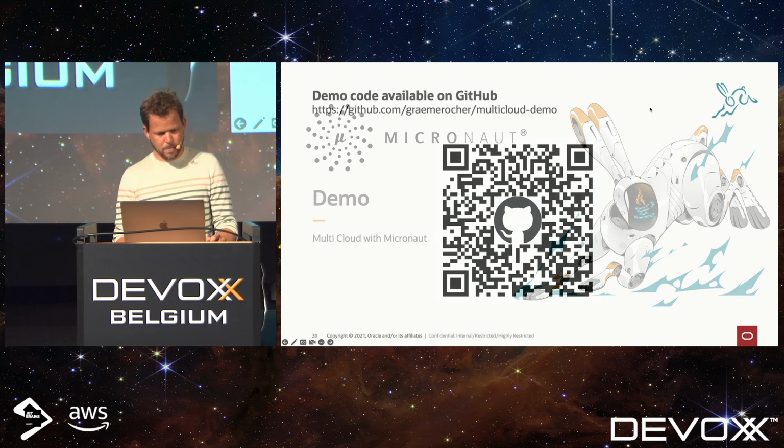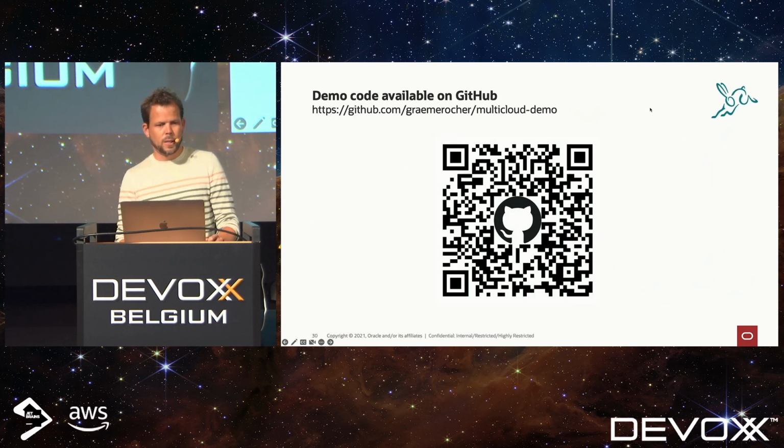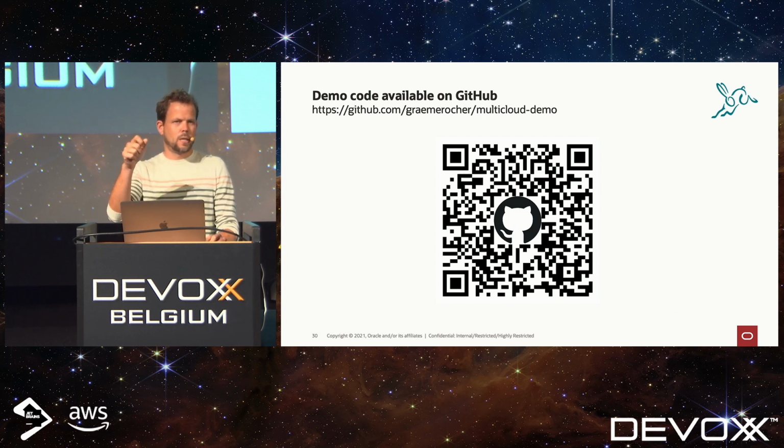Okay. The demo code is available at this QR code. So I recommend you scan that QR code and check out the sources. You will be able to see how you can take that application. If you have an AWS account, you can enter it and just provide a little bit of configuration to set up the local SDK.